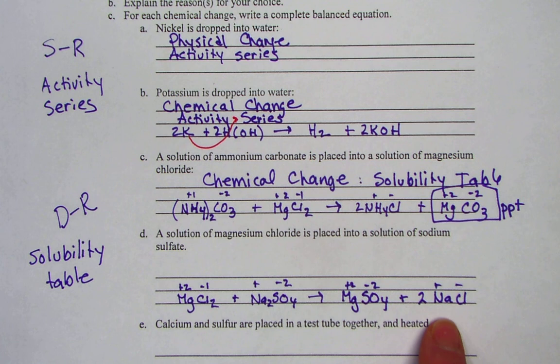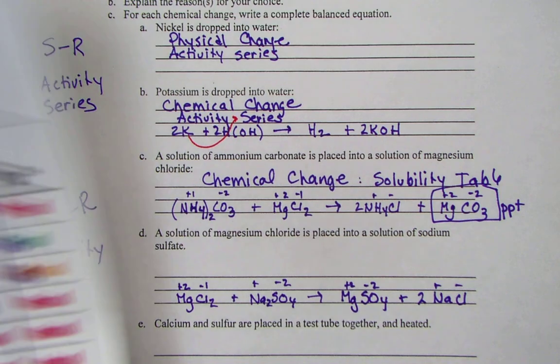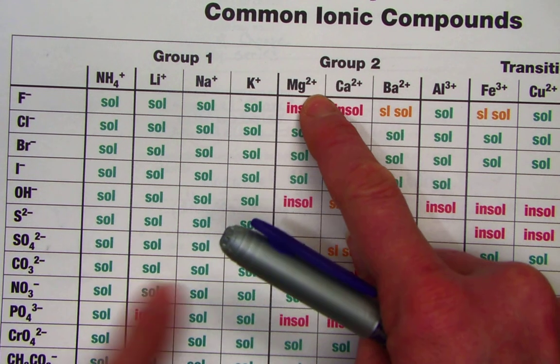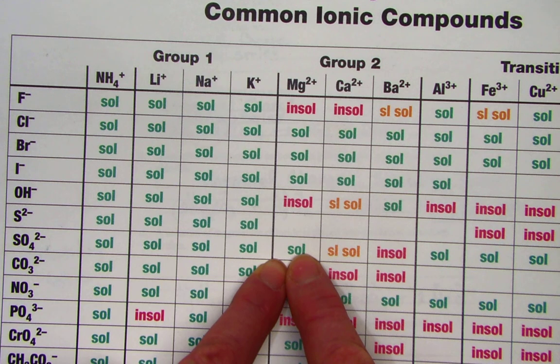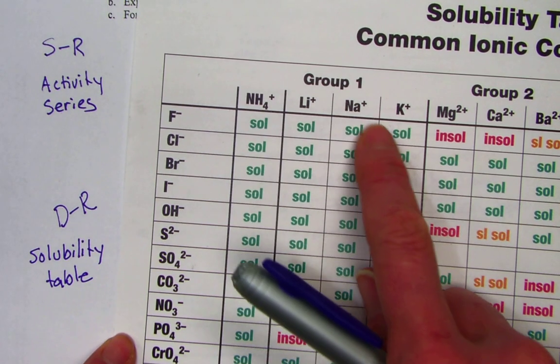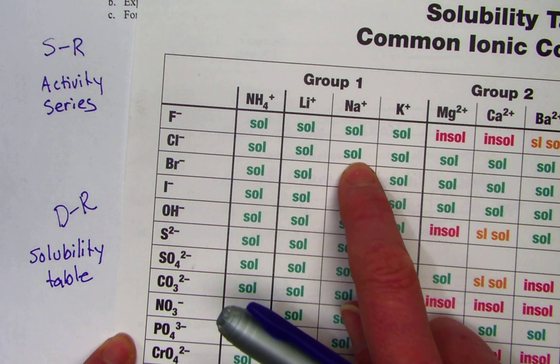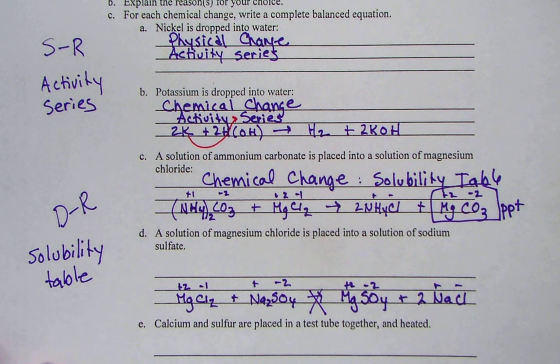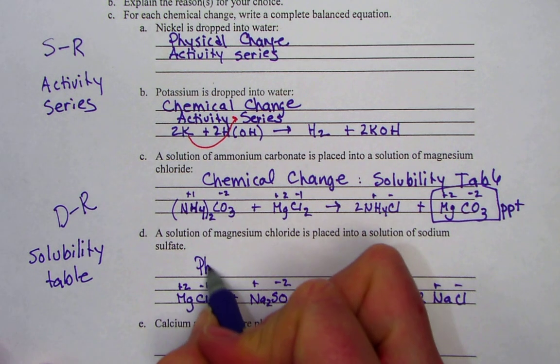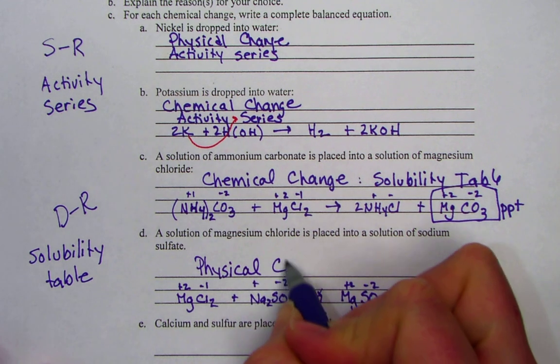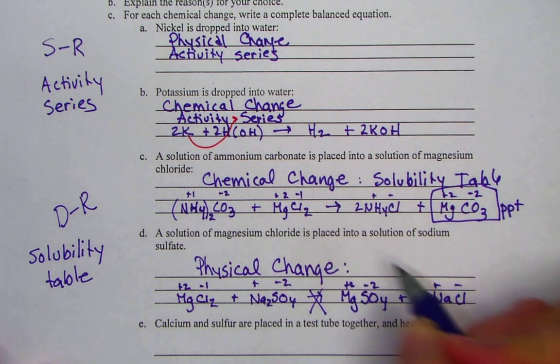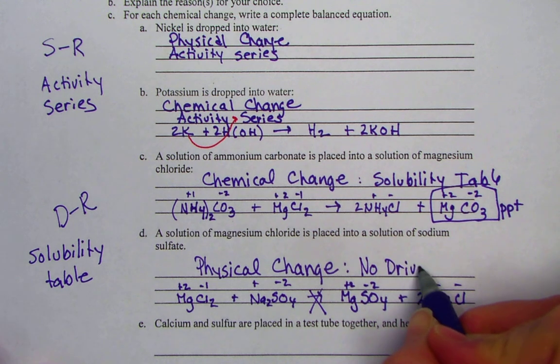Again, neither one of the products is a water. Neither one of them is a gas. They're in an aqueous solution. So we have to turn to the solubility table to see if we can locate an insoluble product. MgSO4, I'll look up first. Magnesium hooks to sulfate. That's green. That's soluble. The other product was sodium chloride. Na hooks to Cl, also soluble. Can't find a precipitate. Therefore, there is no chemical change. It's a physical blend. So I'll label this as a physical change. There's no driving force for our double replacement.